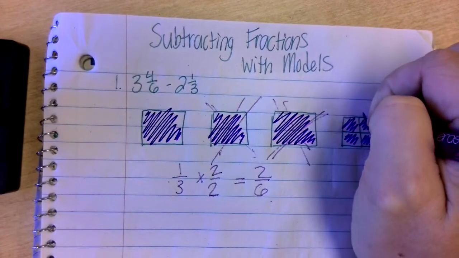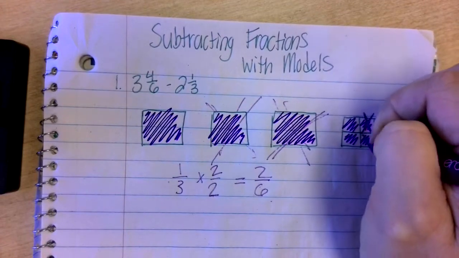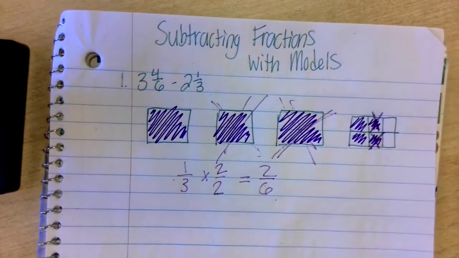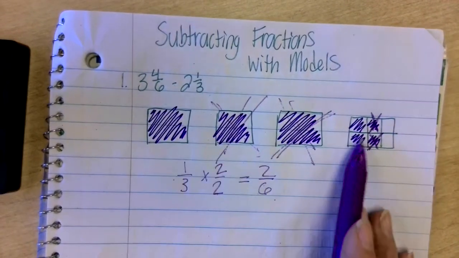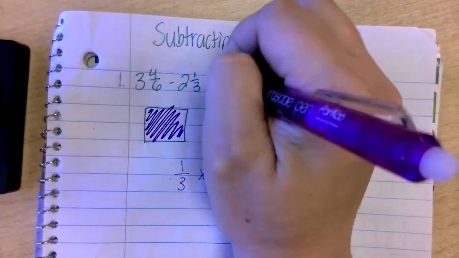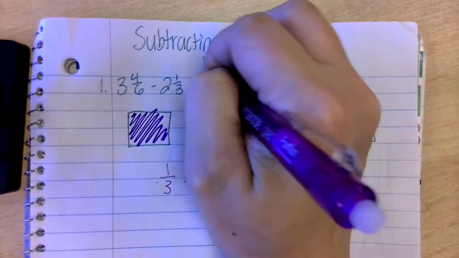So all we need to do is to mark out 2 of these, and that we're left with our answer, 1 whole and 2/6, or 1 1/3.